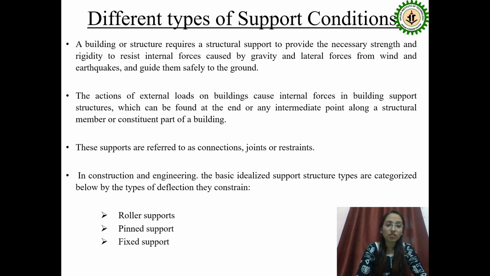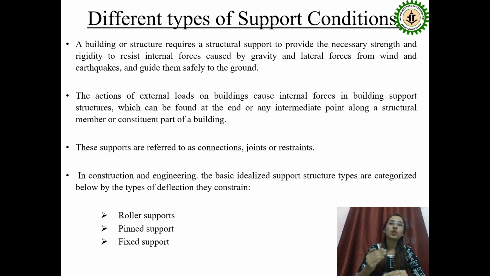Okay, so the actions of external loads on buildings cause internal forces in building support structures, which can be found at the end or any intermediate point along a structural member or constituent part of a building. These supports are referred to as connections, joints, or restraints. In construction and engineering, the basic idealized support types are categorized by the type of deflection they constrain, which are roller support, pin support, and fixed support. That means the supports are generally categorized by how much deflection, or in which direction the deflection, is being constrained.